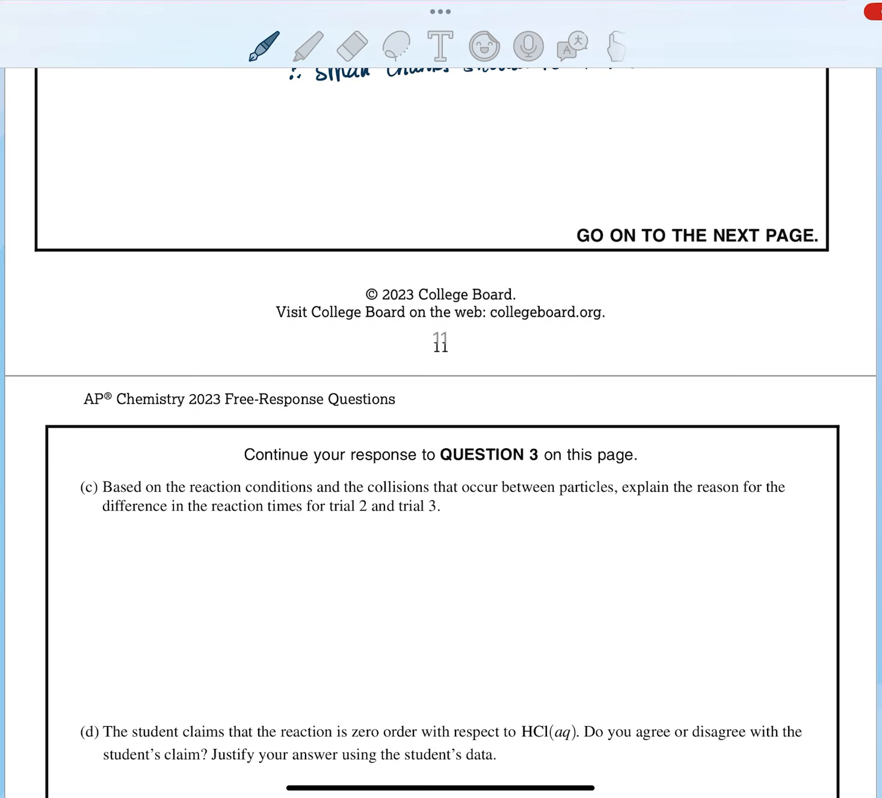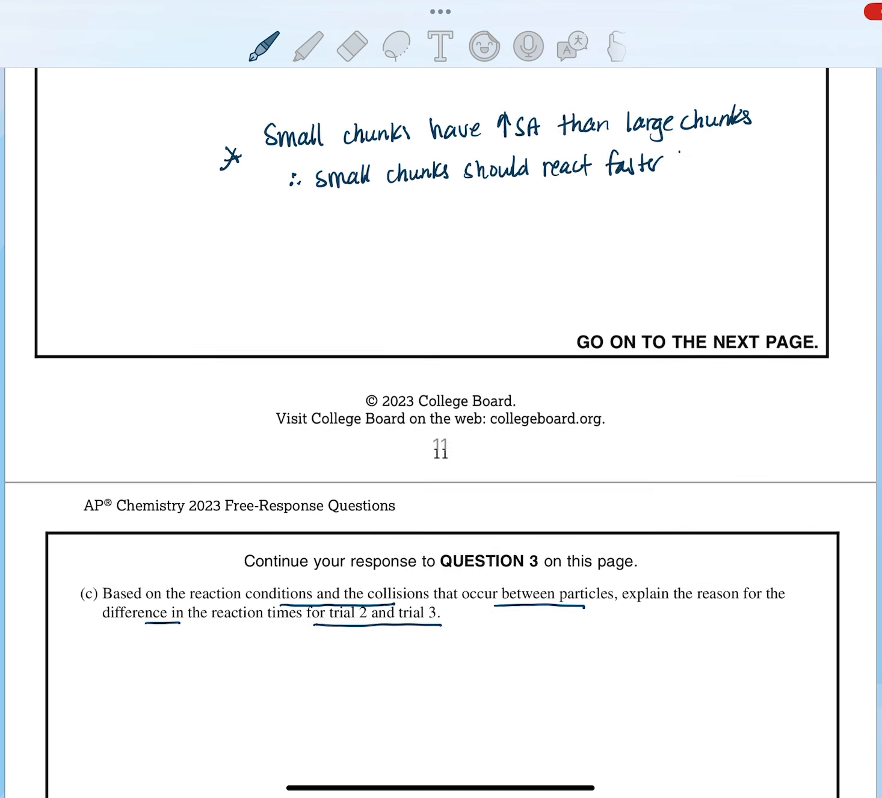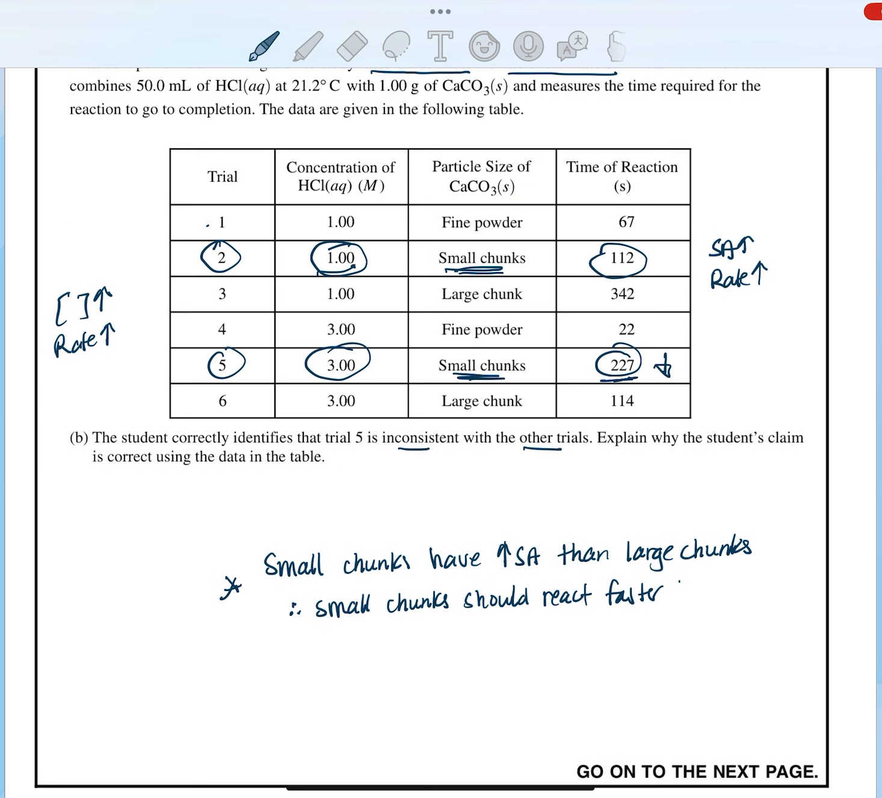And then based on this question, I think this is kind of a follow-up. So based on the reaction conditions and collisions that occur between particles, explain the reason for the difference in reaction times for trial 2 and 3. Okay, so again, we kind of talked about that. So trial 2 and 3 is the same concentration, but we see that the format of the solid, the calcium carbonate, is a large chunk versus small chunk.